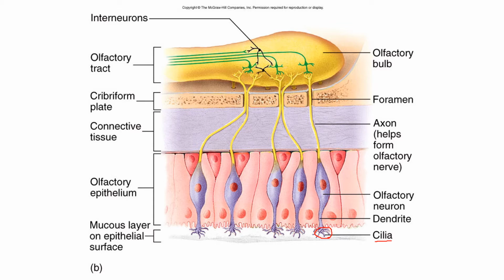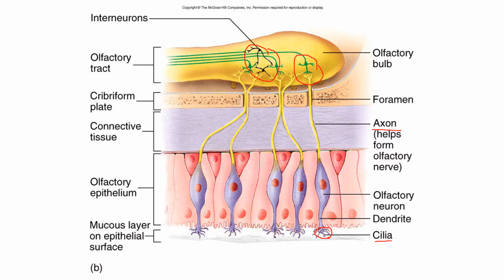So passing by the connective tissue, you have your axons, which help form the olfactory nerve. And then passing again your cribriform plate, you now see the olfactory bulb and the olfactory tract. So you see there the interneurons in between, so the axons do actually connect with the olfactory tract, and of course the other interneurons that are associated when it comes to processing the smell.